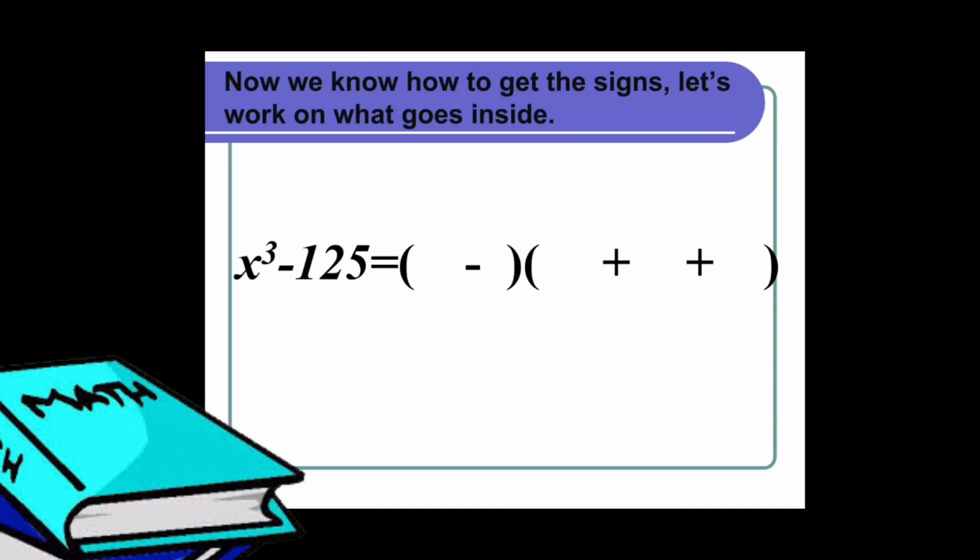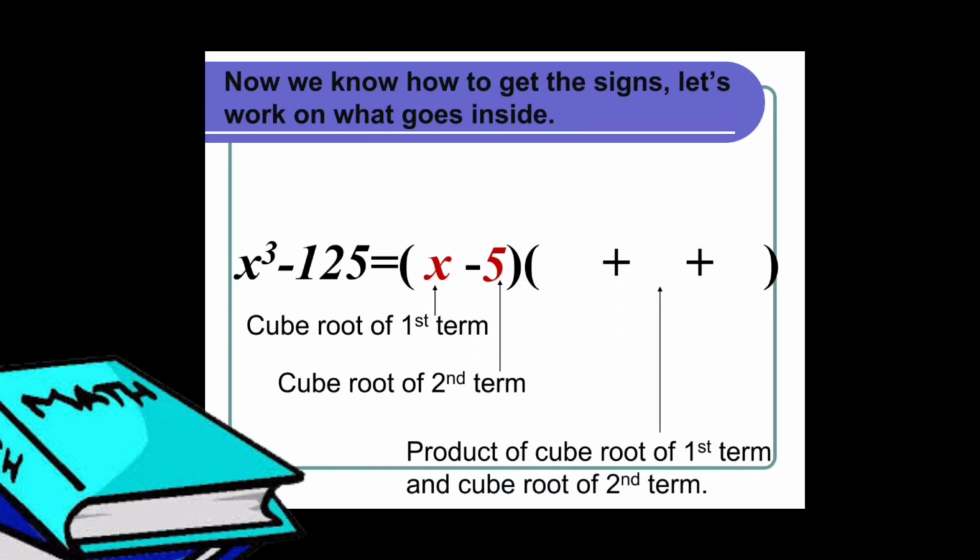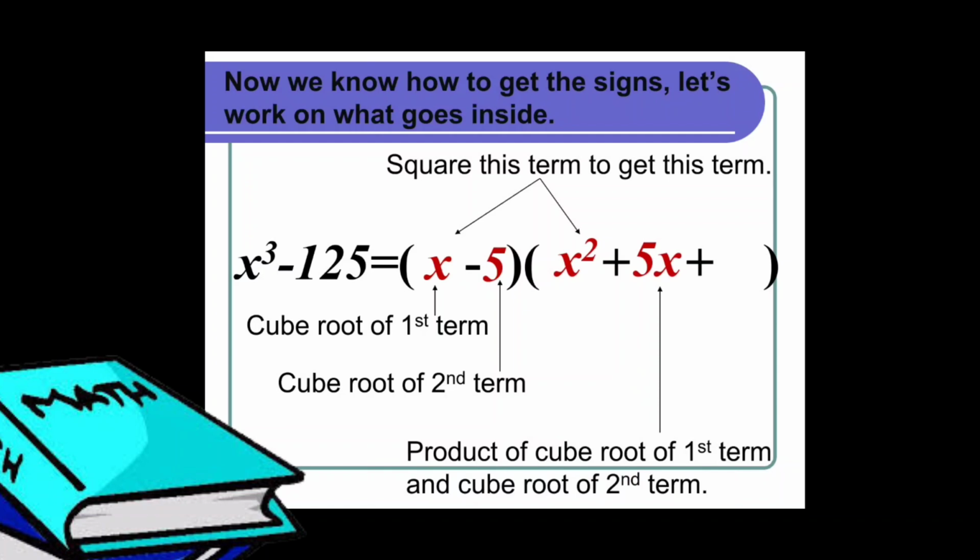Now, let's have another example. So x cubed minus 125. We need to get the cube root of our first term, x cubed. So the answer is x. The cube root of our second term, the cube root of 125, is 5. So the product of the cube root of the first term and the cube root of the second term, x times 5, is equal to 5x. To get this term, we need to square x, so x squared. Next, to get this term, we need to square 5. So 5 squared is equal to 25.